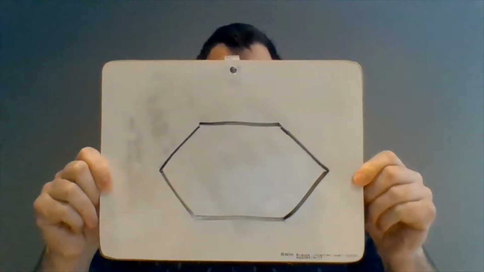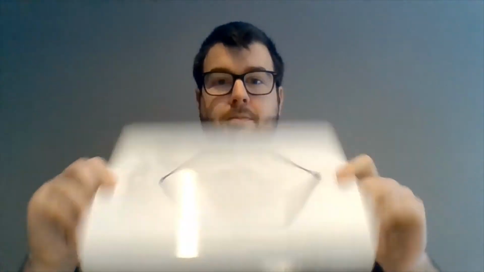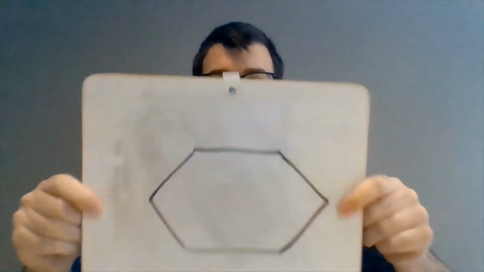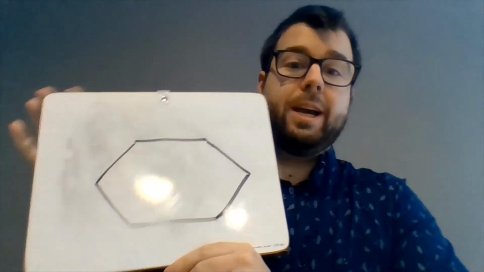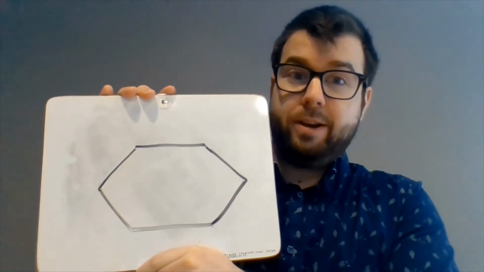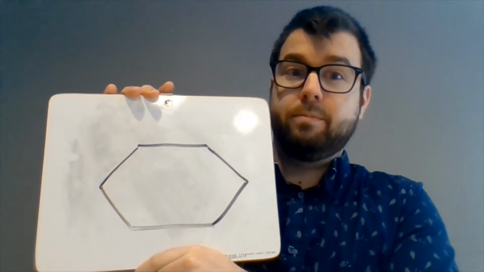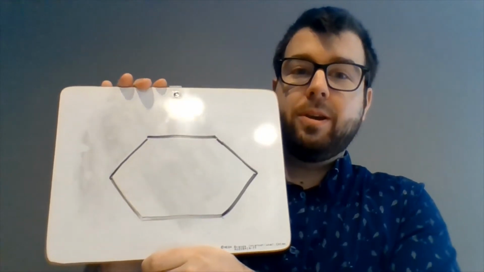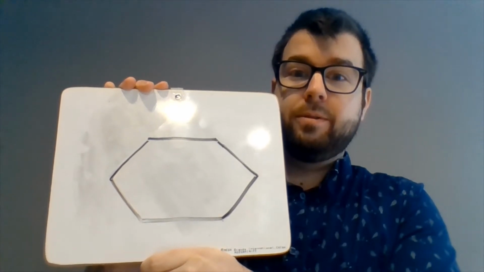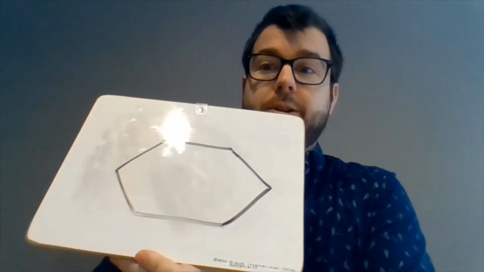Okay, get ready. What shape was it? Yes, it is a hexagon. How many sides does the hexagon have? 6 sides. How many corners does it have? 6 corners. Very good. The next one is going to be a little trickier.